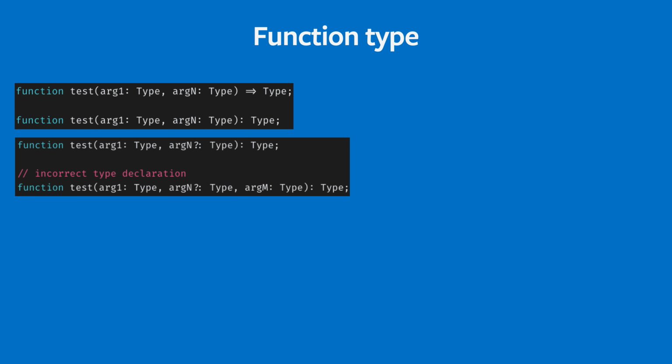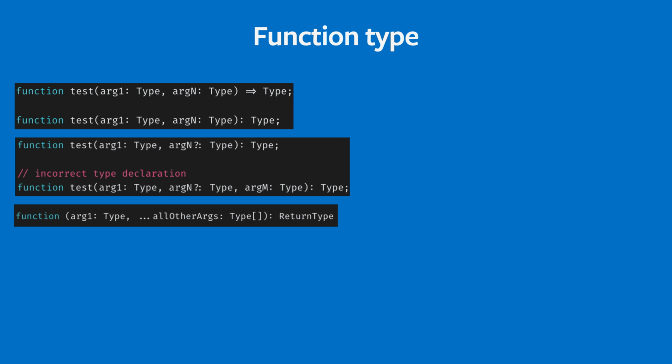Also, as I said, we can use a question mark to specify if some argument is optional, but we cannot use non-optional arguments after optional. So for the second case, there will be an error because we specify argument first is required, argument n is optional, and argument m is required. In this case, if we use some optional arguments, it means that all arguments that go to the right of optionals also should be optional arguments.